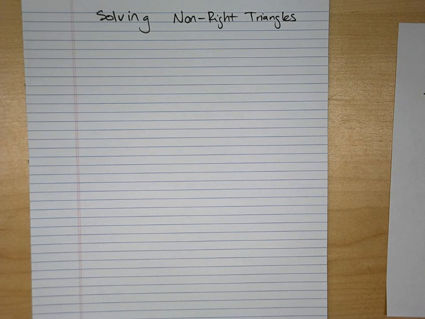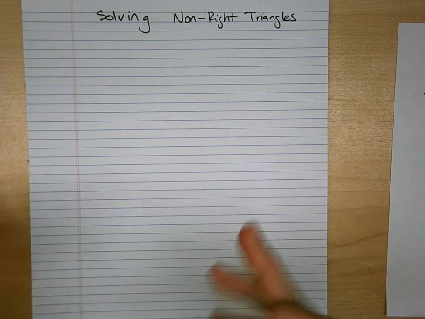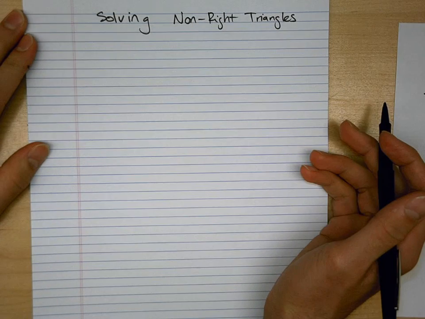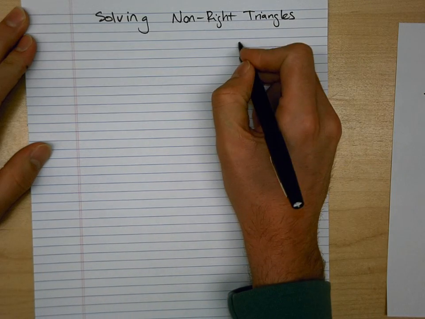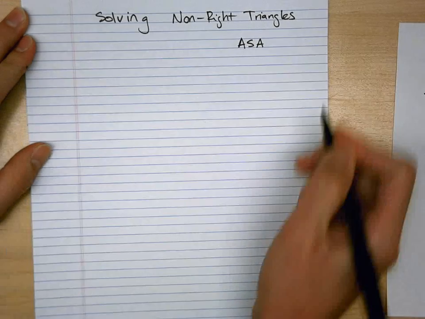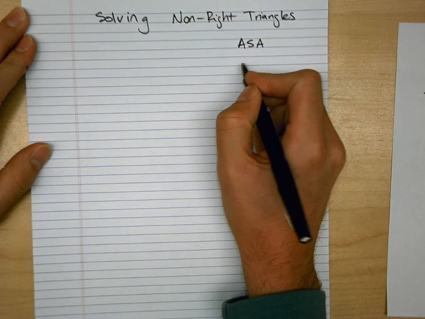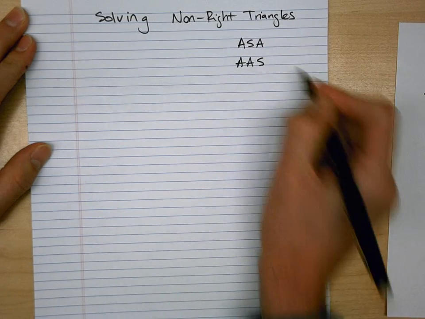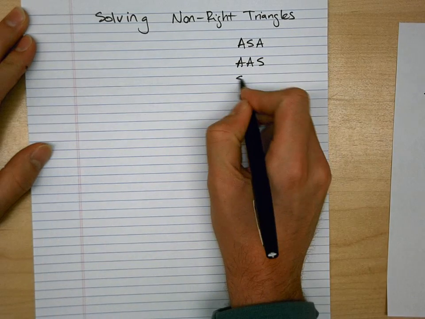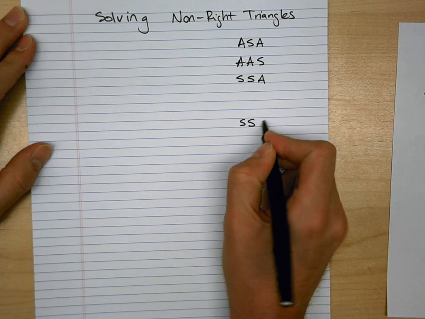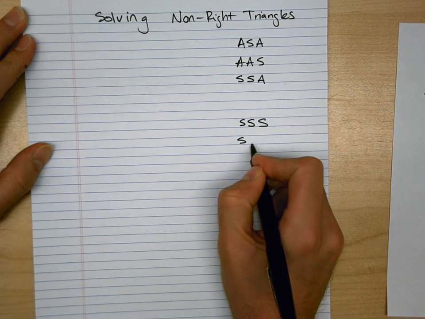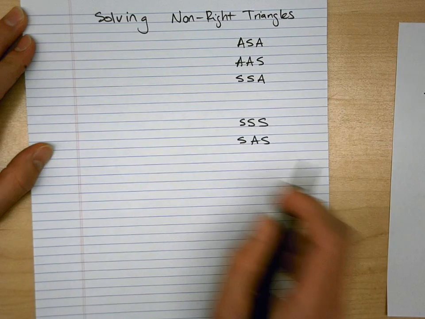All right, so this lecture is going to deal with solving non-right triangles. Now, whenever we're solving non-right triangles, we need at least 3 pieces of information. So we'll either be given an angle, a side, and an angle; angle, angle, side; side, side, angle; side, side, side; or side, angle, side.